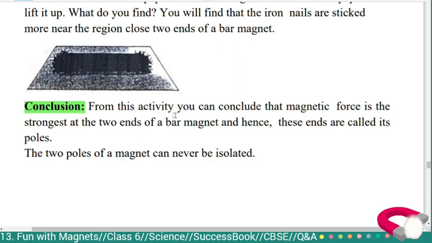From this activity, you can conclude that magnetic force is the strongest at the two ends of a bar magnet. Hence, these ends are called its poles. The two poles of a magnet can never be isolated.